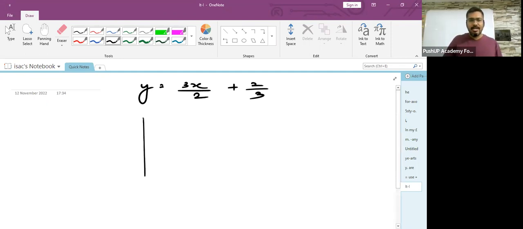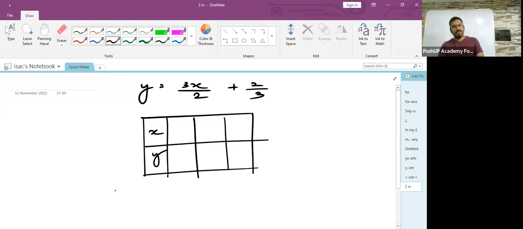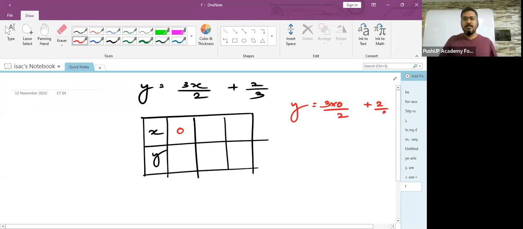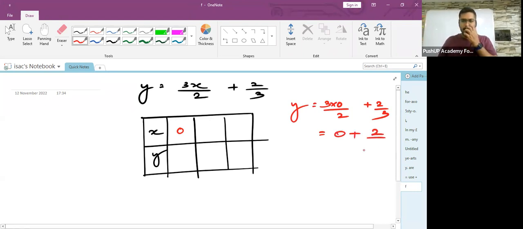So I can go ahead and create the table for this. Let's give it a try. So this is variable x, this is variable y. What is the first value of x that you want to give? 0? All right. So if you give a value 0 to it, what will be the value of y? 3 into 0 divided by 2 plus 2 by 3. Now 3 into 0 is what? 0. 0 by 2 is 0. So 0 plus 2 by 3. That is equal to what? 2 by 3. So here I get 2 by 3.